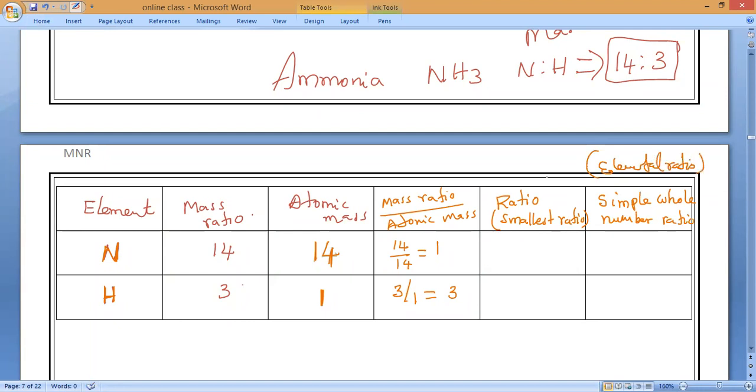Now, what is the smallest ratio, 1 or 3? 1. So we have to divide everything by 1. 1 by 1 is equal to 1. Next, 3 by 1 is equal to 3. So the simplest ratio is 1:3.